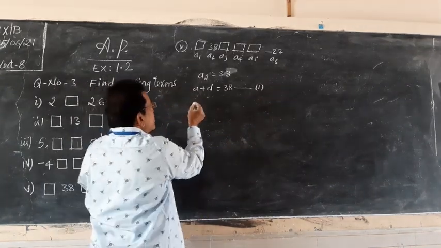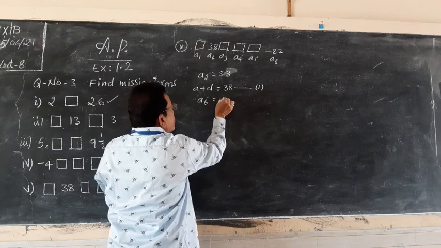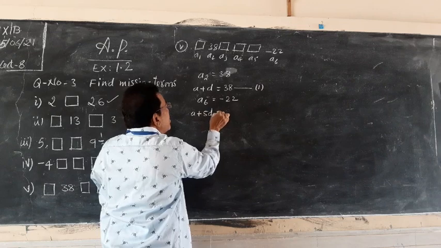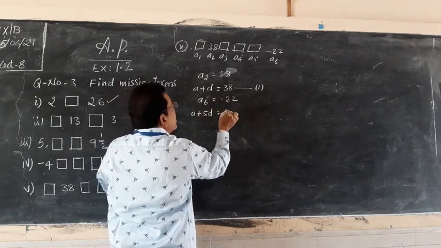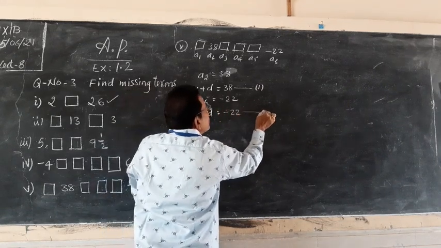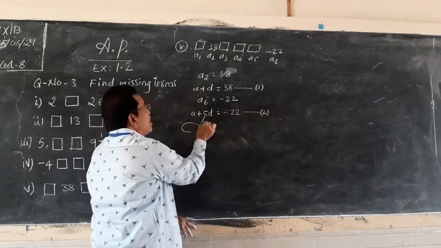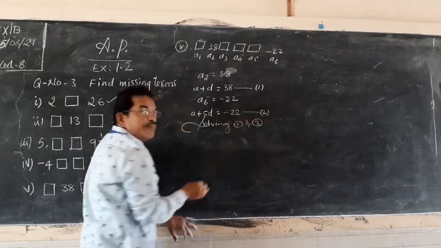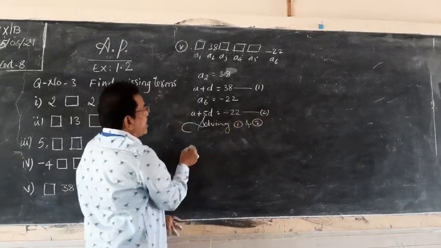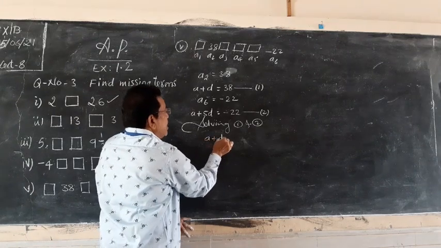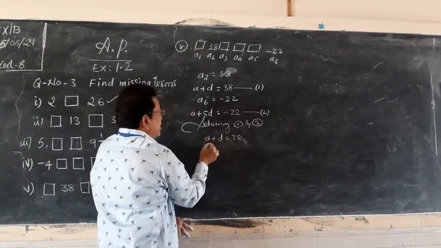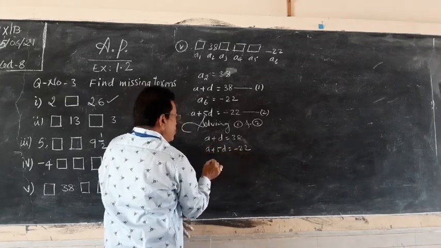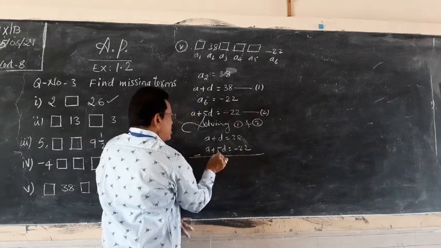Next, A6 is given. That is A6 equals -22. What is the meaning of A6? It is a plus 5d, 6 minus 1 is 5d, and that equals -22. This is the second equation. Solving first and second: a plus d equals 38, a plus 5d equals -22. Let us change the sign by subtracting.